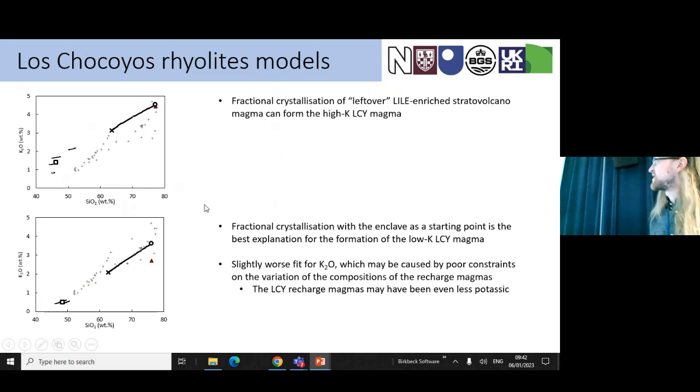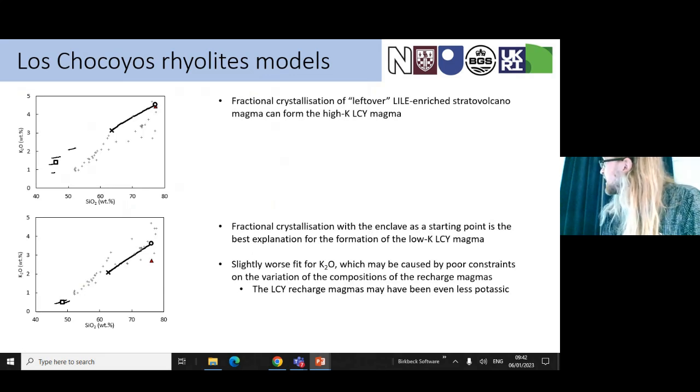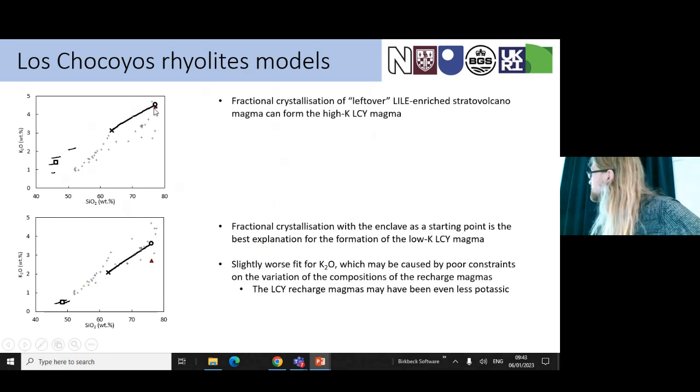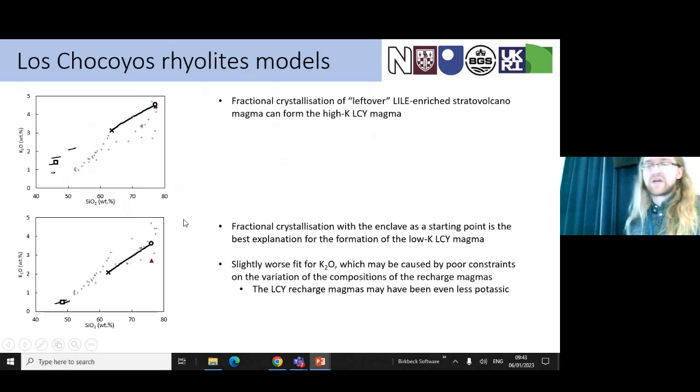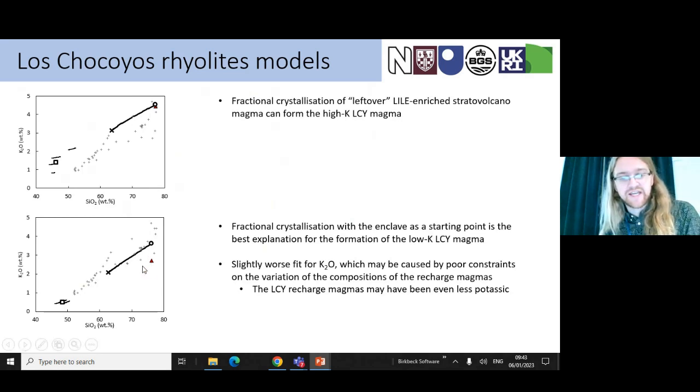So again, we thought we'd take those observations and do a little modeling, and if we apply a crystal melt fractionation model to the remnants of the stratovolcano lavas, we can really nicely form the high potassium rhyolite composition. Fractional crystallization of the enclave is slightly more difficult to nail down the compositions, but it's sort of the best fit that we have.